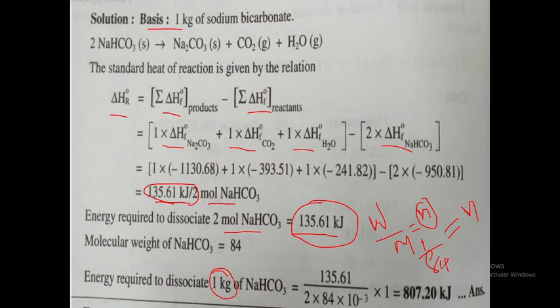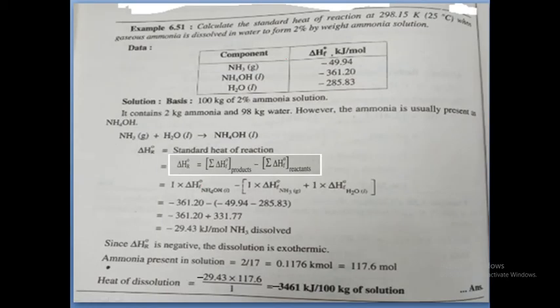sodium bicarbonate dissociating. So the next type of problem: calculate the standard heat of reaction at 298.15 Kelvin when gaseous ammonia is dissolved in water to form a 2% by weight ammonia solution. So the data given are: ammonia minus 49.94, NH4OH minus 361.20, water minus 285.83. Are you clear or not?